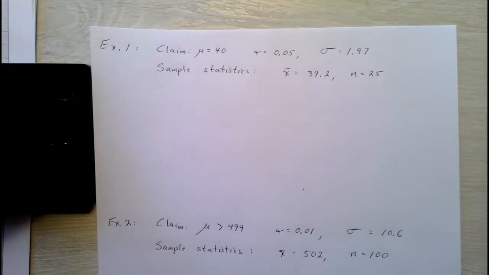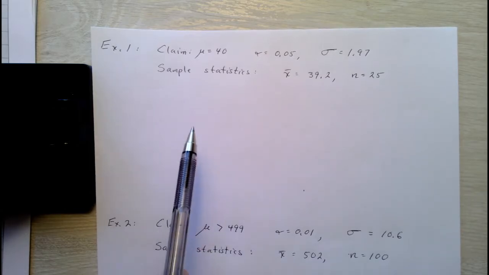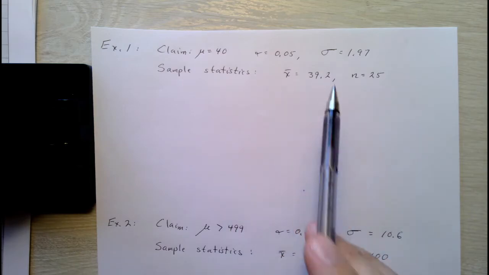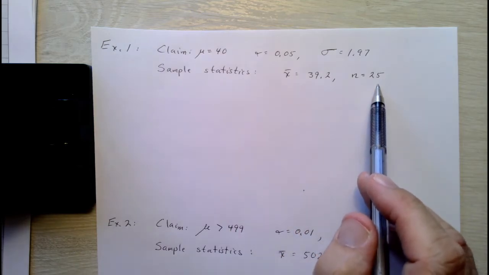Okay, so let's first look at our first example here, where someone claims that the population mean is equal to 40, and we're asked to test this with a level of significance of 0.05, and the population standard deviation is 1.97. And then we take a sample, compute the sample mean. It turns out to be 39.2, and the sample size was 25.